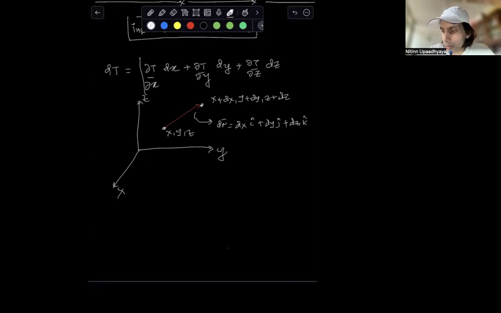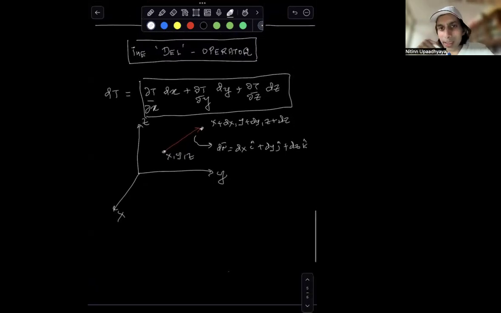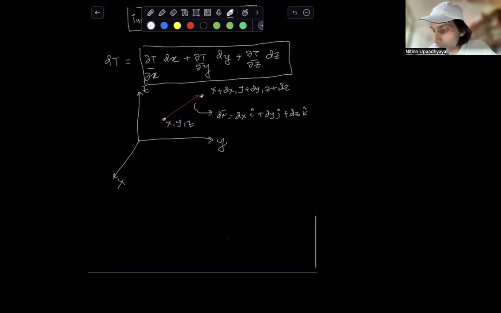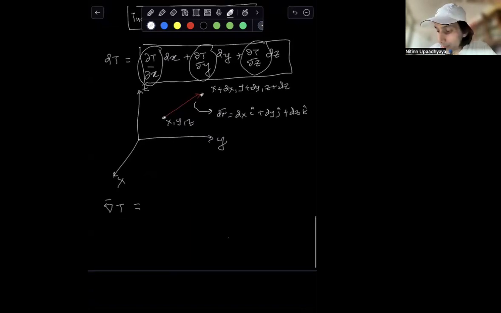Now, if I look at this expression and maybe squint my eyes a little bit, you might be tempted to define a new kind of vector and a new kind of operator. And the reason we're calling it an operator will become clear just in a moment. But we can define a new kind of vector which might look like del T, which I'll express only in terms of these partial derivatives. Okay, so I'm going to write del T, where del is what we call the del operator. That's the character that I've been telling you about.